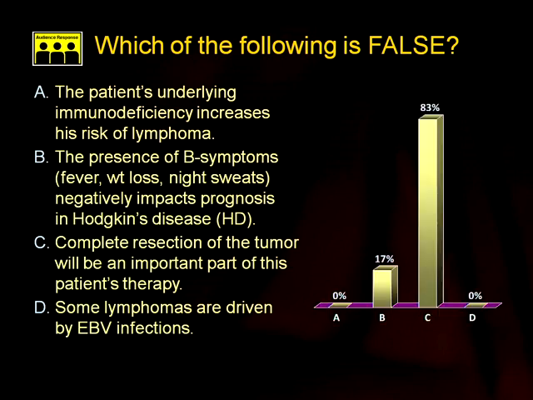Okay, so patients who have underlying immunodeficiency are at increased risk of lymphoma. Many people consider cancer just to be a failure of the immune system. So if you're immunodeficient, you've got a higher risk for cancer. B symptoms, okay, fever, weight loss, night sweats, those are all bad things, and they have a negative impact on your prognosis in Hodgkin's disease. It's important to know that lymphoma is not a surgical disease. Years ago, surgery actually used to be part of the staging process with staging laparotomies. That's long gone. And it is also true that some lymphomas are driven by EBV infections.